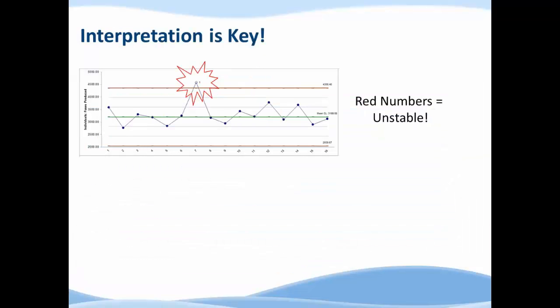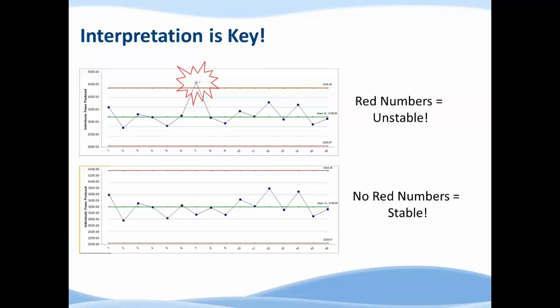Interpreting these is very simple. All you have to do is look for red numbers. If you see any red numbers, it means the process is unstable. The lack of red numbers means this process is stable or in control. It's as simple as that.